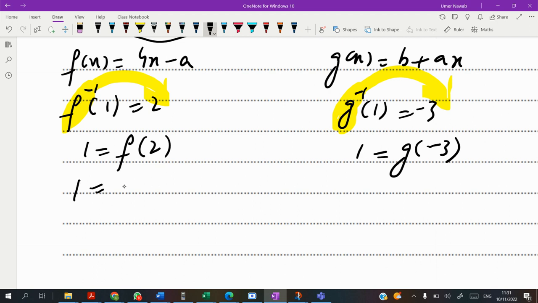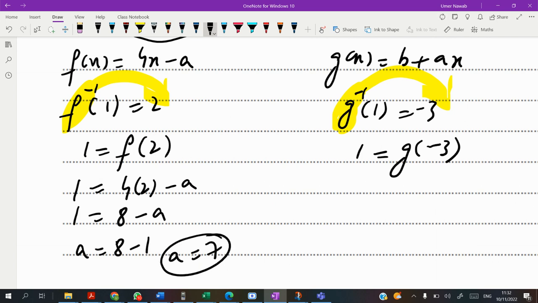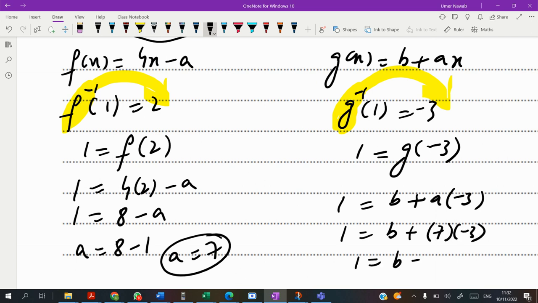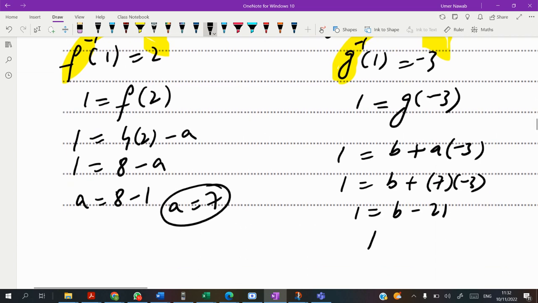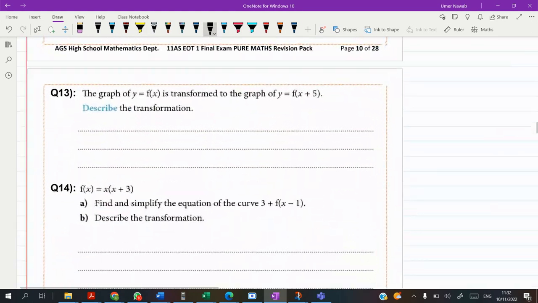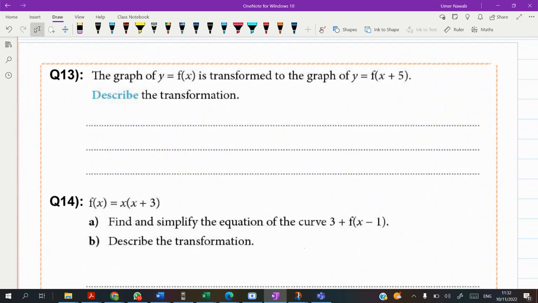So apply here. What is f of 2? That is 4 times 2 minus a. 1 is equal to 8 minus a. a is equal to 8 minus 1. So a is equal to 7. Here 1 is equal to b plus a times minus 3. 1 is equal to b. What is a? 7 times minus 3. 1 is equal to b minus 21. And then b is equal to 22. I found it.